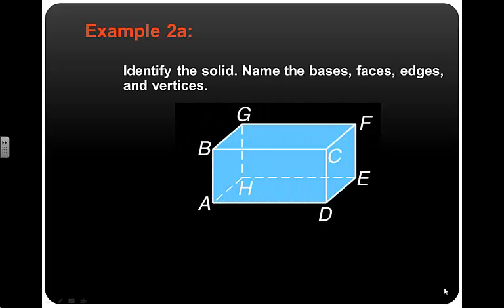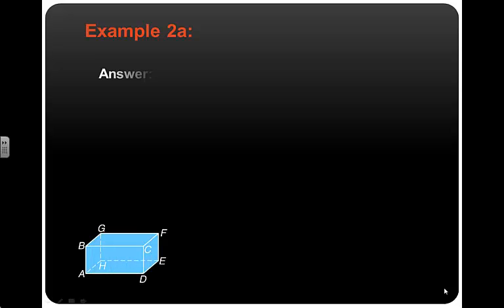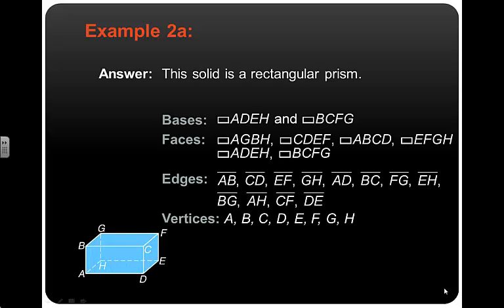So, identify the solid, name the bases, faces, edges, and vertices. Alright, this should be pretty easy. The bases are rectangles, and the 4 remaining faces are parallelograms. Okay, so this solid is a rectangular prism. Again, look what the base is. The base is a rectangle, so just put prism at the end of it. There are all the bases, faces, edges, and vertices. So make sure you pay attention. Go through those so you can see which one's which.